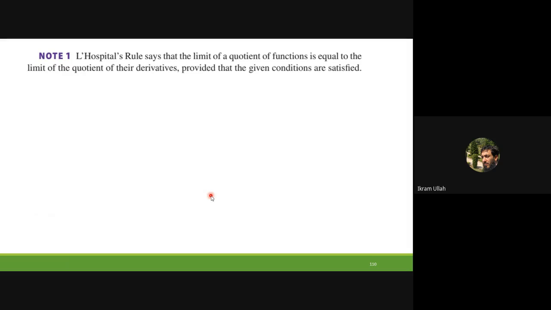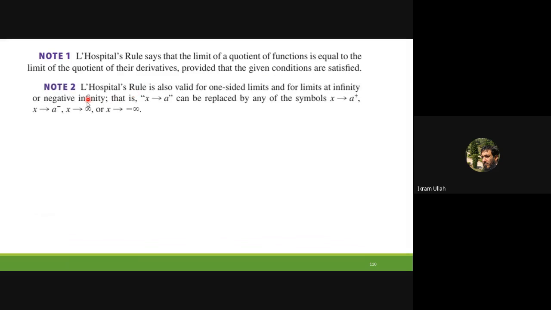Some notes here. L'Hopital's rule says that the limit of the quotient of the functions is equal to the limit of the quotient of their derivatives, provided that the given conditions are satisfied. The condition is the 0 by 0 form and that f and g are continuous functions. L'Hopital's rule is also valid for one-sided limits and for limits at infinity or negative infinity. That is, x approaches a can be replaced by any of the symbols x approaches a plus, the limit from the right side, from the left side, or extending to infinity or minus infinity.